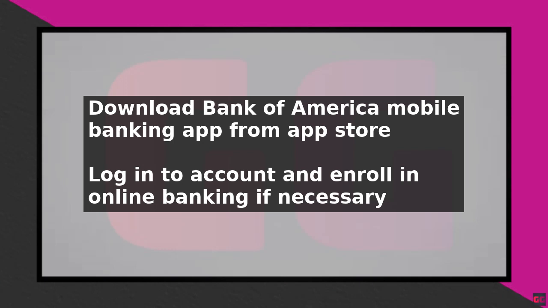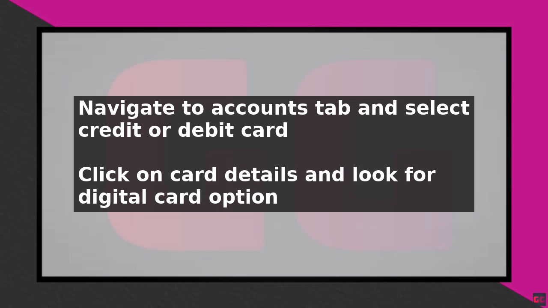Once you are logged in, navigate to the Accounts tab and select the credit or debit card you want to use. Click on the card details and look for the digital card option. If you do not see this option, you may need to contact Bank of America customer service to have your card enabled for digital use.